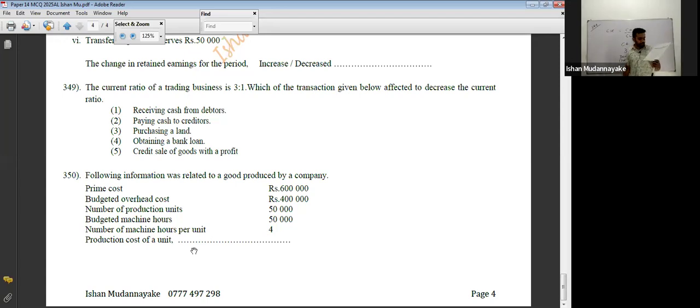No need to focus on particular machine hours or the number of machine hours per unit. No need to focus on that.